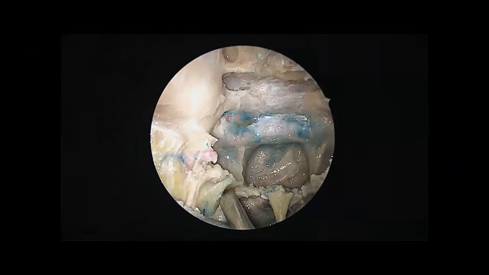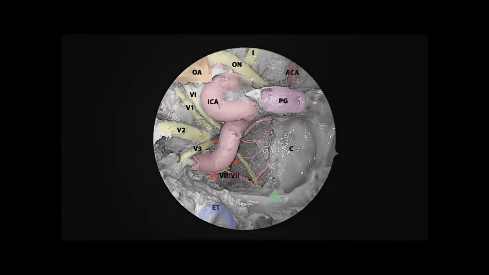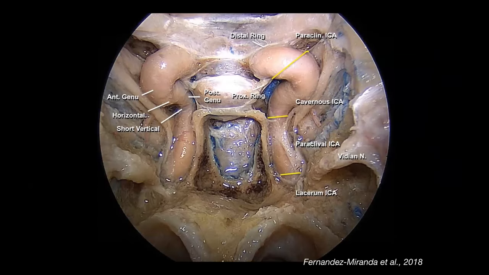And you will find the cavernous sinus, the medial wall of the cavernous sinus. And one very important paper about the anatomy of the cavernous sinus was proposed by Fernandez-Miranda in 2018, and he described some compartments of the cavernous sinus from the endonasal perspective.